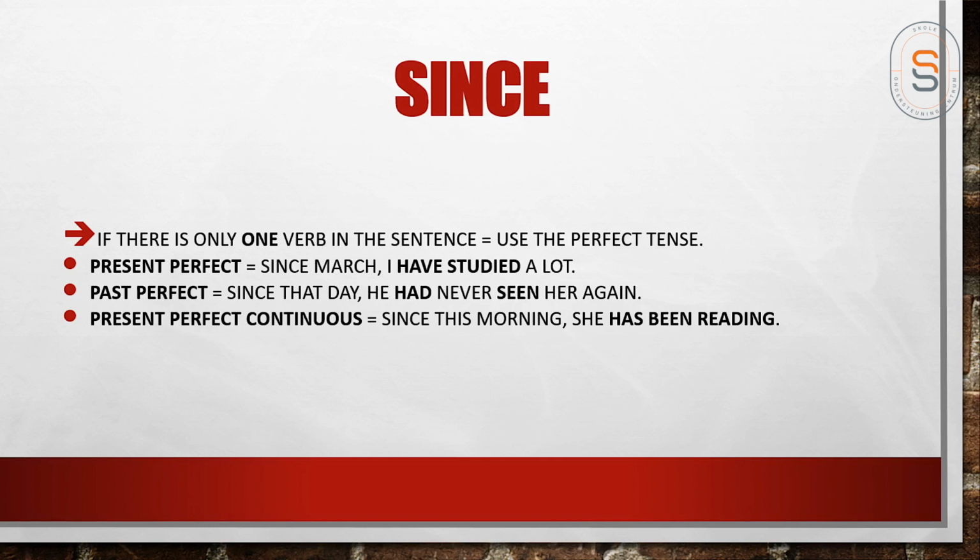Do you see how many times we use the tenses that we did in the previous lesson? So remember the rule for since. If there's only one verb in the sentence, you use the perfect tense, whether it's present perfect or past perfect or present perfect continuous. So if you see the word since, again, take out your highlighter, highlight your verbs. If you only see one verb, you use the perfect tense.